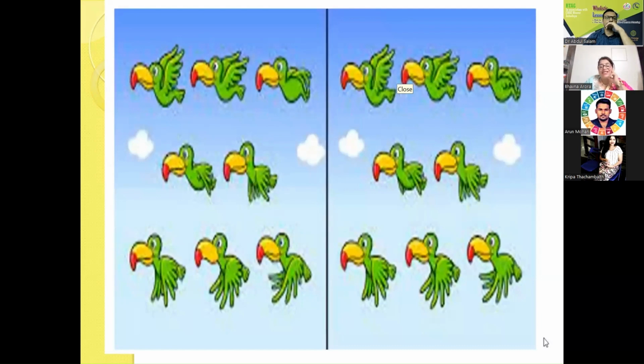But since I'm a language teacher, a teacher of English, I would tell them to write down or tell me the difference in a complete sentence. For example, if you say, the second bird in the third row of the first picture has a closed beak, whereas the second bird in the third row of the second picture has an open beak. So, I have used a complete correct sentence to compare. That's what I want. So, you can guide them with one example and then get multiple answers from them.